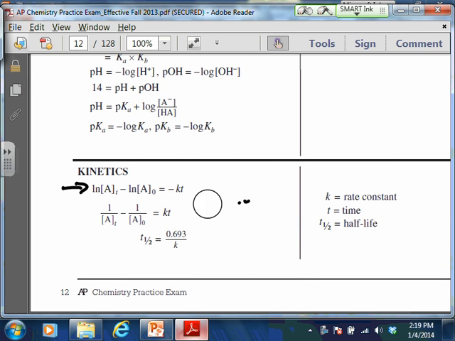But you don't need to derive it because they've given it to you this year. I had to teach that to my students last year because they didn't actually provide that equation for them. So I've shown it to you just in case.